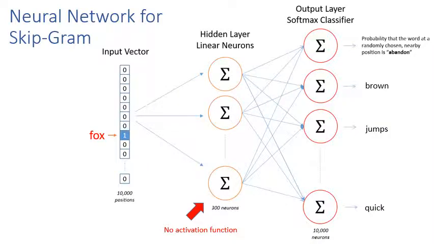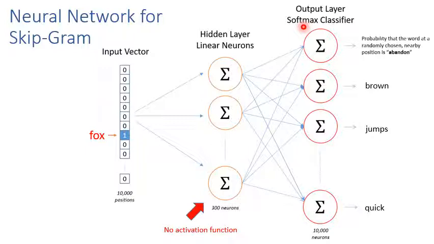Let's apply a neural network to the skip-gram model. The input vector is a one-hot encoded vector. Suppose this vector represents the word fox. This position is 1, which means that this vector represents fox. Then the input will go through one hidden layer in the neural network. So Word2vec is actually not a deep learning model, but it's a neural network. It only has one hidden layer, so it's not very deep.